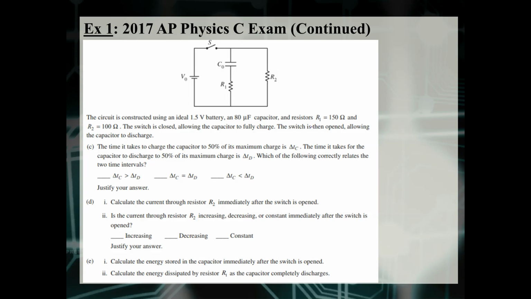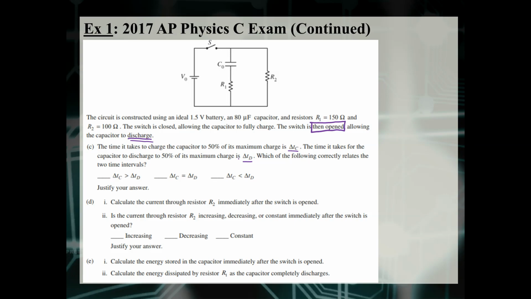And now we're then going to open it. Okay, so this whole thing about then opening it is now going to allow us to look at the discharge phase. Now it says the time it takes for the capacitor to reach 50% of its maximum charge is delta TC. The time it takes the capacitor to lose 50% of its maximum charge is delta TD, and it wants to know which one's bigger. So essentially what it's asking here is, does it take longer for the capacitor to charge or does it take longer for it to discharge?